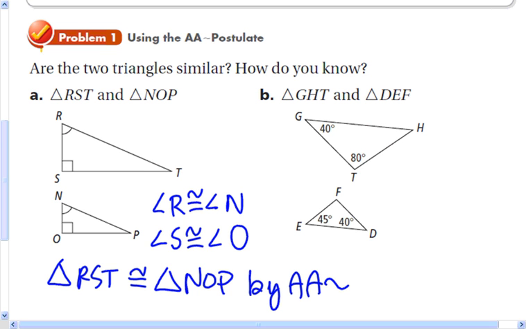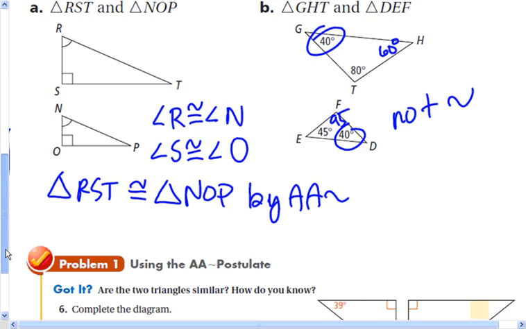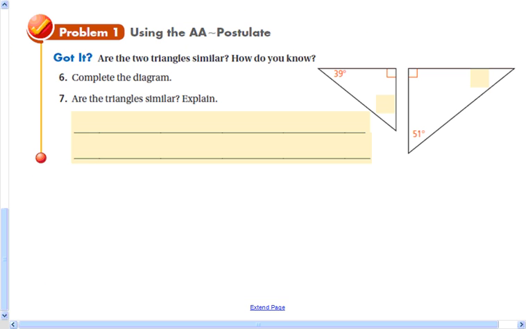Okay, and the second one, I think we should fill in the missing angle using the sum of the angles of the triangle equals 180. So this is going to equal 60, I believe. And this one here is going to equal, let's see, 95 and 85, yes. So we have only one angle that's congruent. That's not enough. We're going to say that these are not similar. All right, go ahead, you try it. I'll pause here. You can see what you think.